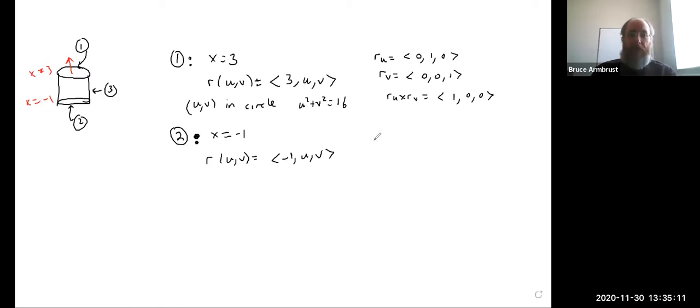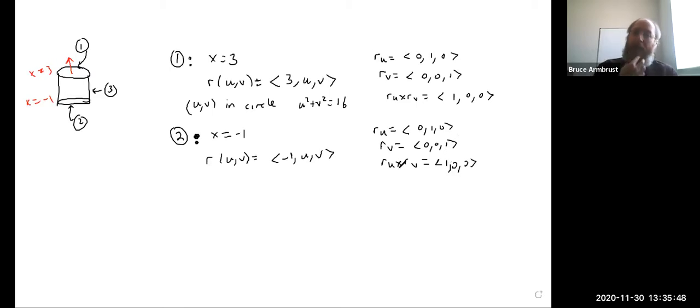The answer should be exactly the same thing. Because this surface is, again, parallel to x equals 3, so it should go up and down. Well, RU is going to be 0, 1, 0. RV is, whoops, getting ahead of myself, RV is 0, 0, 1. So again, RU cross RV is 1, 0, 0.